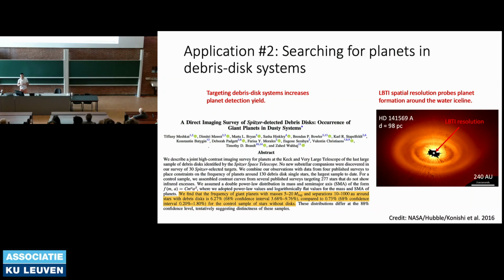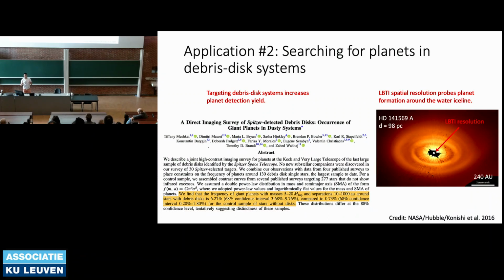But a study led by Tiffany Meshkat, along with other papers, shows that the presence of debris disks can be a signpost of planets. So if you focus on those systems with debris disks, the planet yield could be improved by a factor of 10. Meaning that if you surveyed 100 stars, you could yield 10 planets.